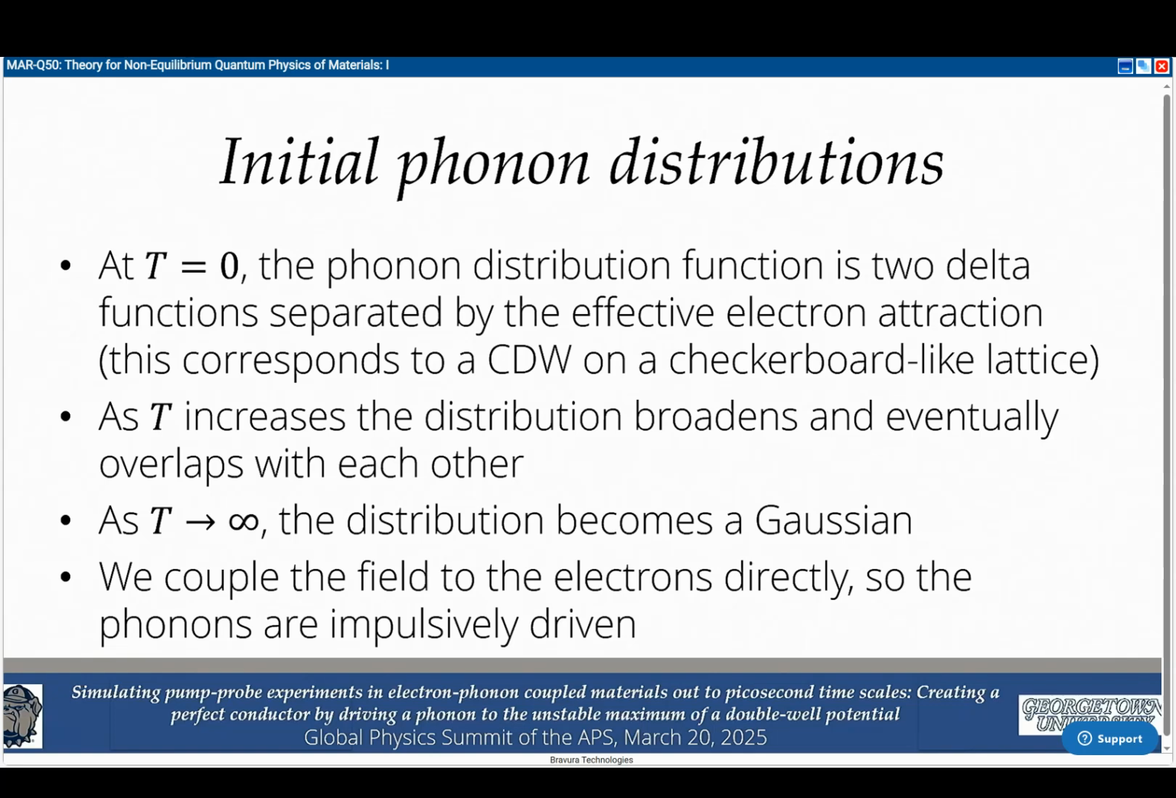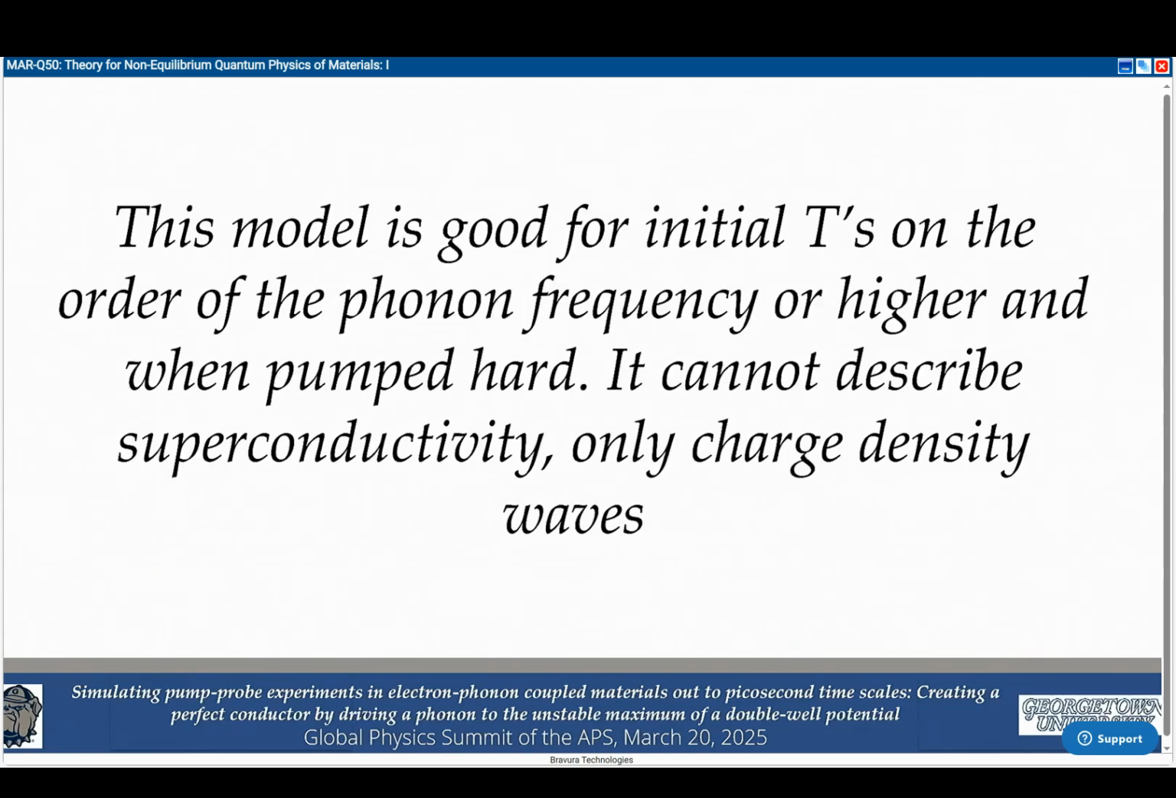So in the result that I'm going to be talking about, we're going to be coupling directly to the electrons, not to the phonons, and using short femtosecond pulses. The way that the phonons are excited then is through the electron-phonon interaction, and they'll act as if they're being impulsed by this force. So the model here is going to be good for initial temperatures that are on the order of the phonon frequency or higher because of this problem that the system has. If the temperature is too low, it's not going to look like a quantum mechanical system. It also cannot describe superconductivity. It can only describe charge density wave order.